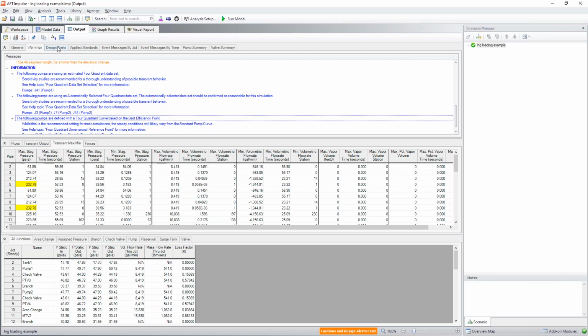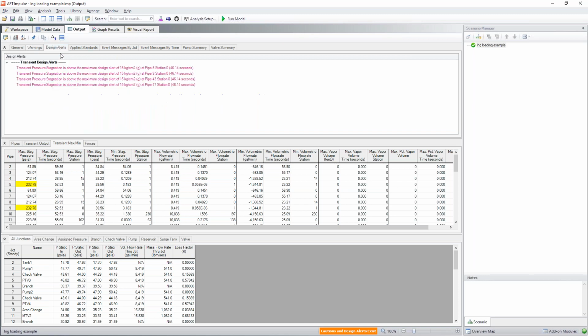And one of the powerful things you can do within Impulse and all of our software is create design alerts. You set limitations, like the flow cannot exceed this value, or the pressure cannot exceed a value. You know these things from your own designs, from your own systems, and what you can do is add them as design alerts. And the moment that Impulse detects that it's occurring, it will tell you that it's occurring.